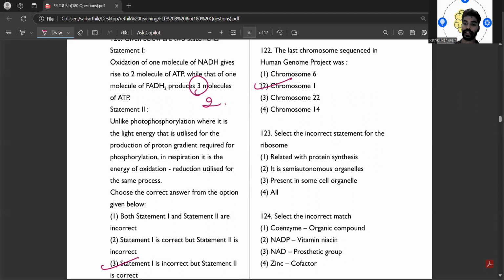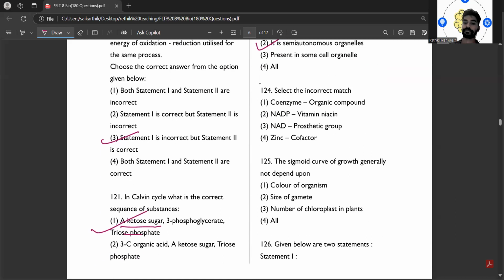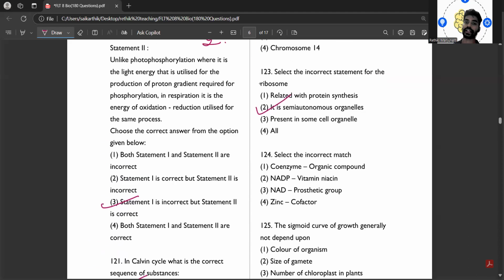Next is 123. Select the incorrect statement. So again it is a direct question. Related with protein synthesis, ribosome, yes. Presence in some cell organelles, yes. Correct the statement of the ribosome. Select the incorrect statement. So this one is correct, this is correct, so this is incorrect. See, there you get confused because you think this is also incorrect, or even this is also incorrect. In that case, luckily, the evaluator might give a grace mark. If not, they will consider this because it is directly saying the sentence is incorrect.